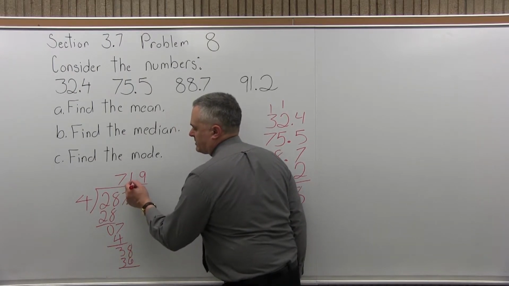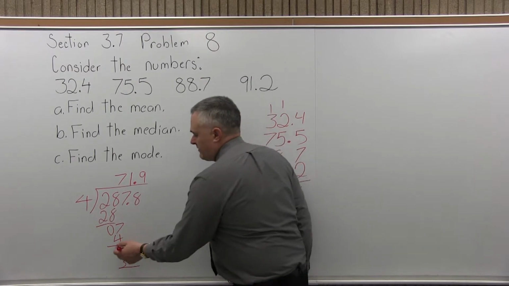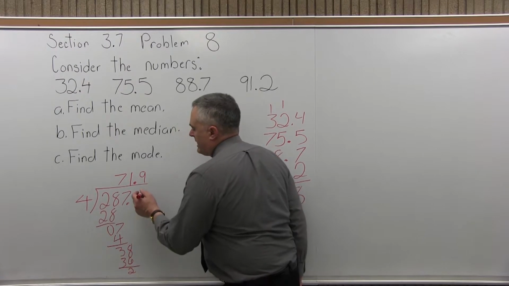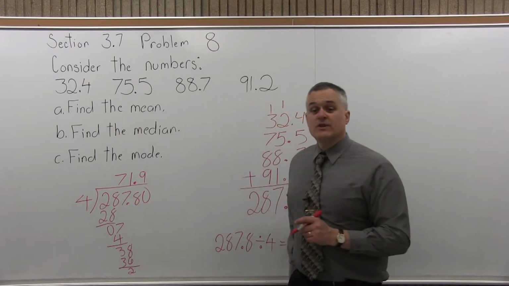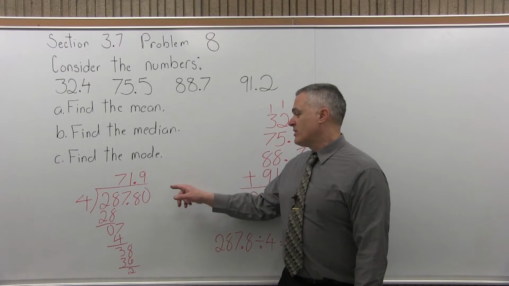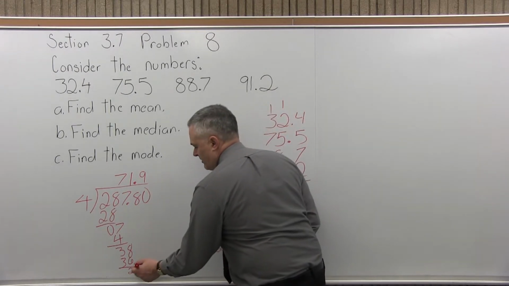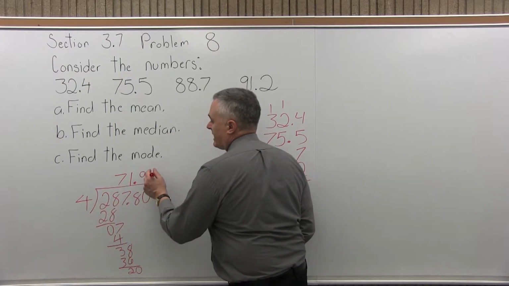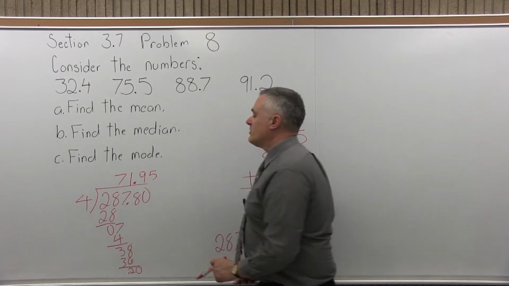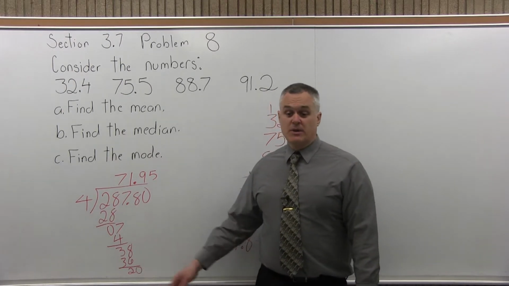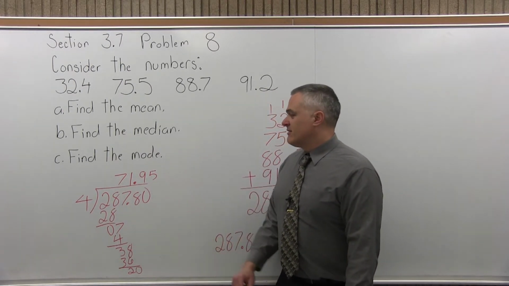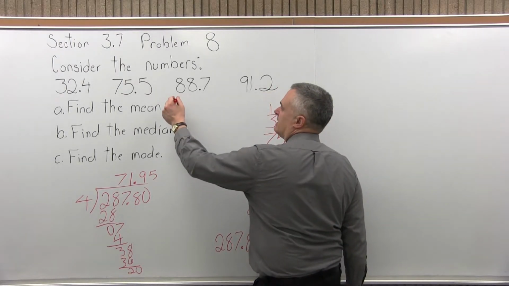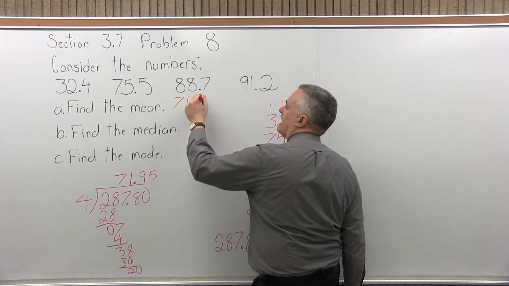And I have to bring my decimal straight up. It didn't go in evenly, so I have to keep going. 38 minus 36 is 2. Now, there is no next digit, but I can fill in a 0, make it 287.80. Bring that 0 down, and now something times 4 gets me to 20 exactly. 20 minus 20 is 0. So it ends at 71.95. That's the mean or average value of that list of numbers. 71.95.